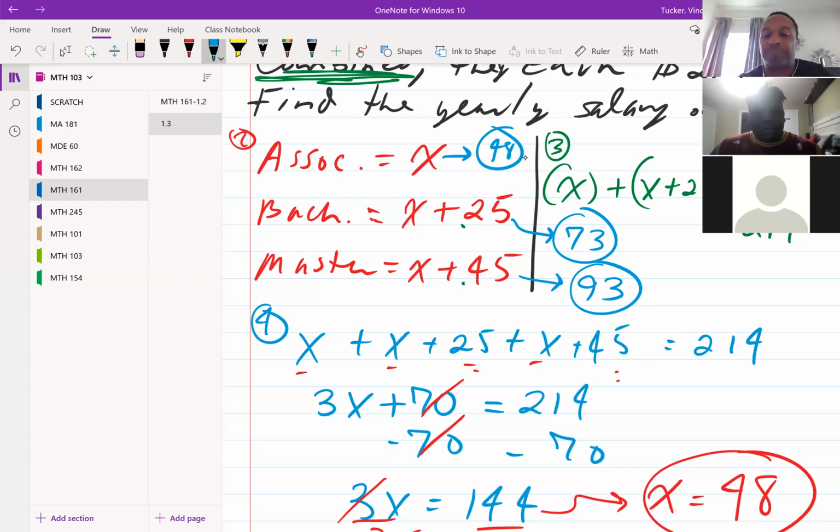All right. So 48, 73, because it's 48 plus 25, and then 48 plus 45 gives you 93. And don't forget that each one of your answers, when you add them up, should give you that 214 that we had from the problem. Remember, each one of them combined is supposed to give us 214. All right. Questions before we look at another one?